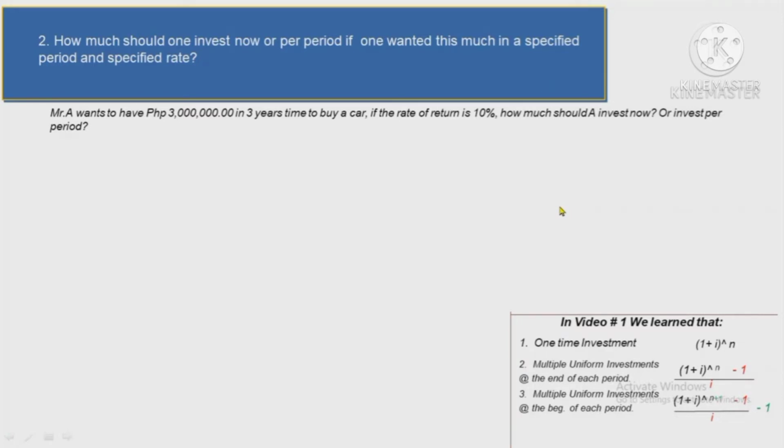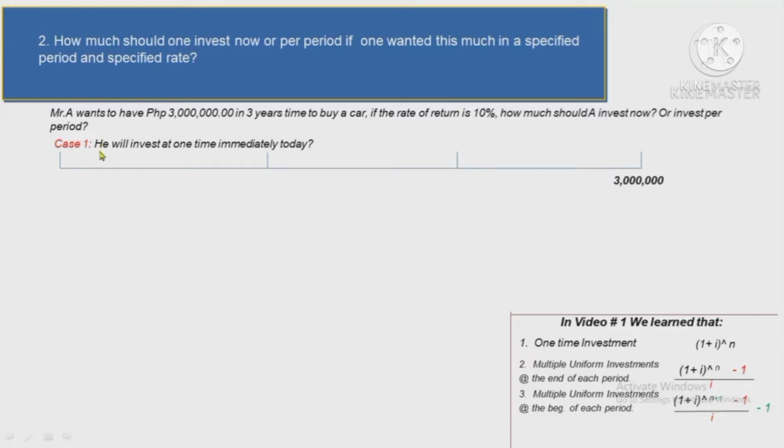So there are two cases here. In the first case, we are to assume that Mr. A is to invest one time big time immediately today. So we can have a timeline analysis for 3 years. So after 3 years, we have the desired future value of 3 million. We also know of the 10% rate because it's given.